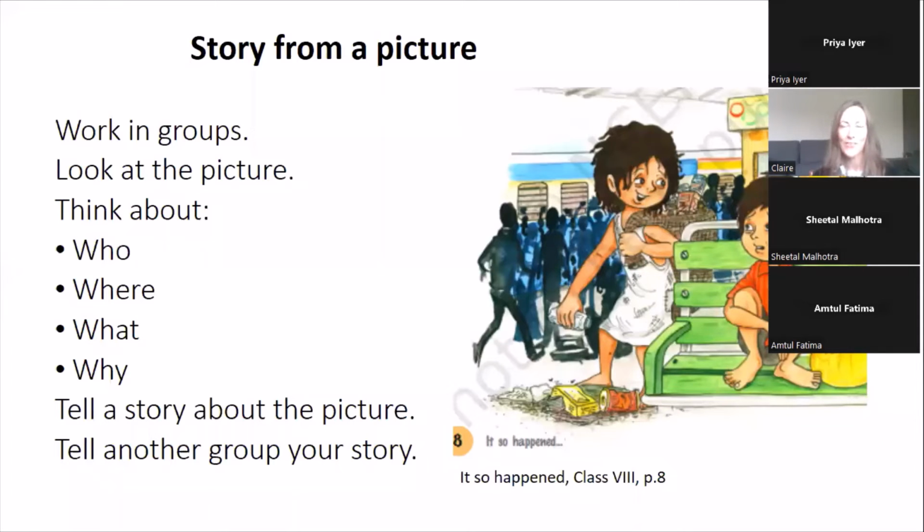So there you go. And I chose this because it's from a textbook, and I would use this before doing the reading activity, because then you can read the story and get students to listen perhaps and compare their story to the real one. So what do you think about this activity? Have you done this before? That's good too. Let me know in the chat, but here are our questions.